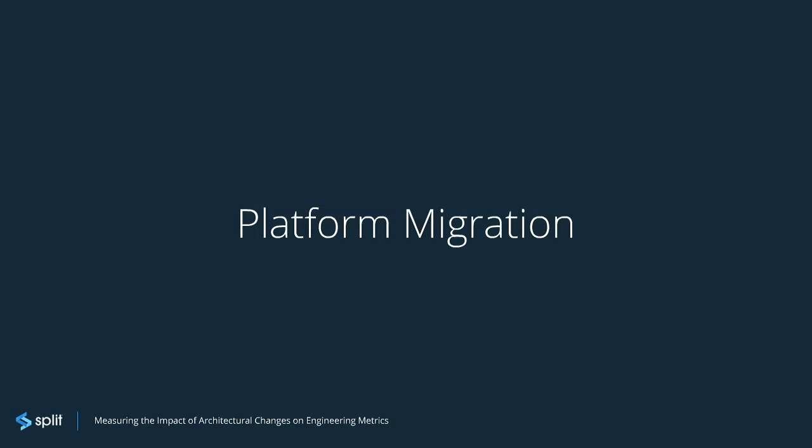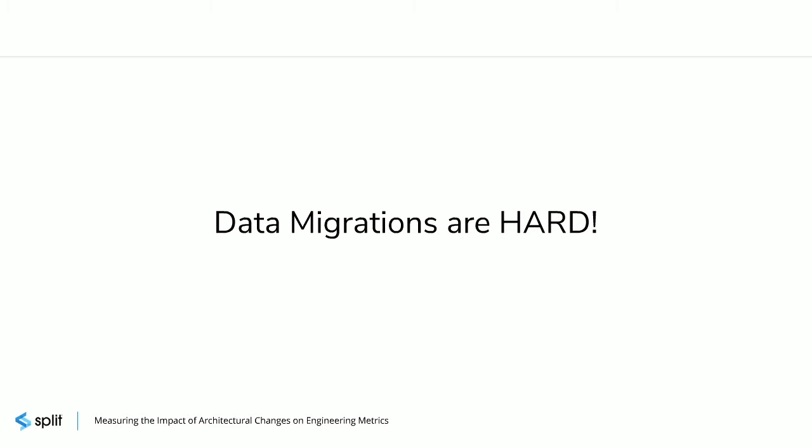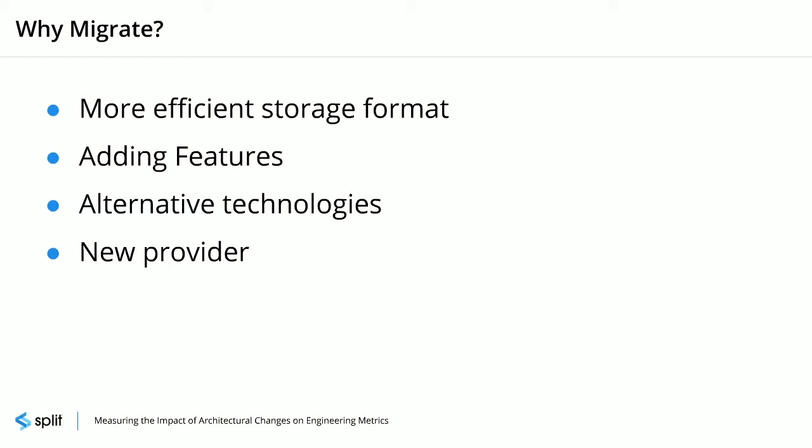And I want to talk about the big beast of architectural changes, which is a platform migration. Now, data migrations are hard. Typically, they require a lot of steps in the process, and there's a huge amount of risk involved. Now, you might be making a migration because there might be more efficient storage formats. You might be trying to add new features into your system, or to transition to an alternative technology that provides greater scale or better systems of management.